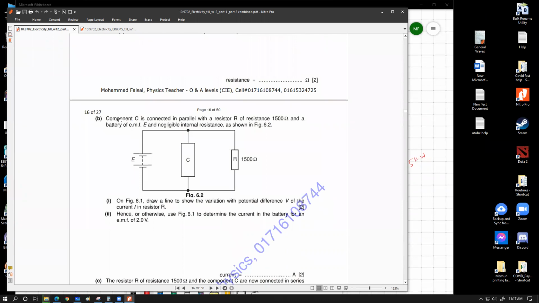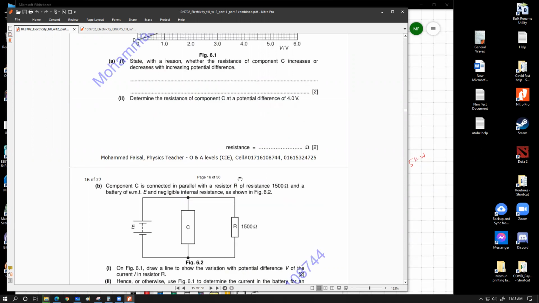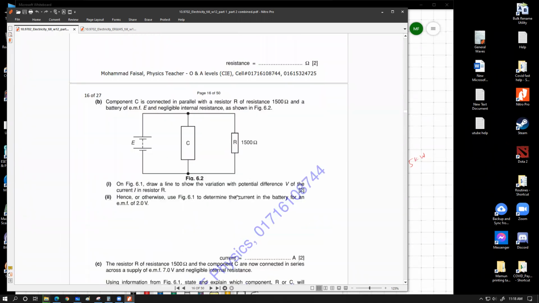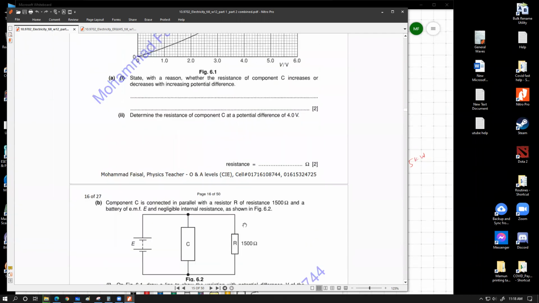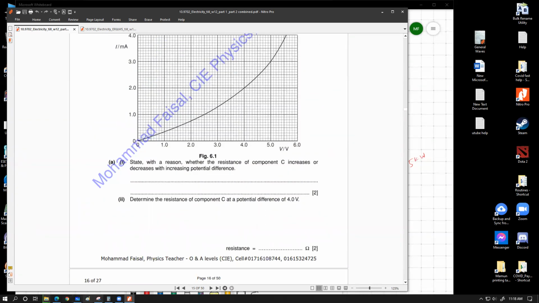In B, it says component C is connected in parallel with the resistor R of resistance 1500 ohm and a battery of EMF E and negligible internal resistance as shown in figure 6.2. We have the source, we have this component C for which the graph was made available, and there is a 1500 ohm fixed resistor. On figure 6.1, draw a line to show the variation of the current I with potential difference V in resistor R. First thing they're asking us, we have to draw a line to show the variation of current I with potential difference V in the resistor. So we have to plot the graph of this 1500 ohm resistor on this graph. How do we draw that? Drawing the graph is practically very, very simple, and it doesn't cost much trouble. Let me show you this.